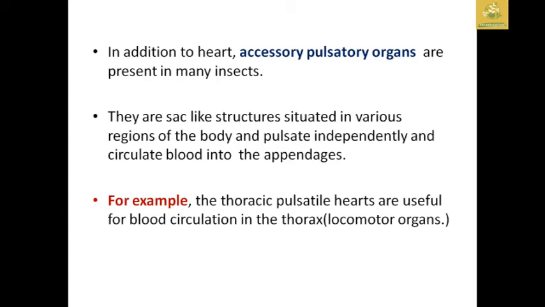So in addition to the heart, there are also accessory pulsatory organs which are present in many insects, but not common in all. They are known as sac-like structures, which are situated in various regions of the body. They pulsate independently and circulate the blood into their appendages. For example, thoracic pulsatile organs are used for blood circulation in the thorax, which is in the locomotory organs.